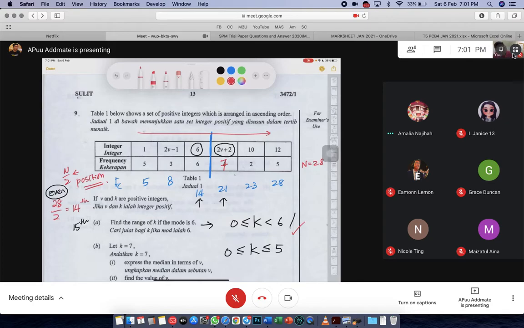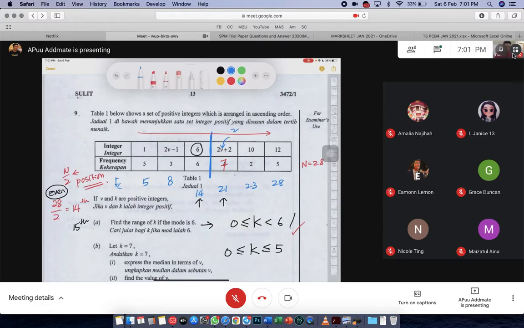So maksudnya kalau kamu letak kat sini 1, if you put here 1, you dapat 1 juga kan? So tak logik. 1 tak boleh. What about 2? 2 boleh ke? Kalau 2, boleh? No. Yes. So kalau kamu gantikan sini jadi 2, cuba fikir.